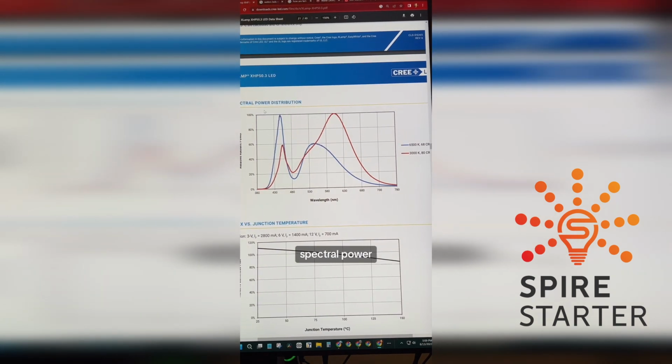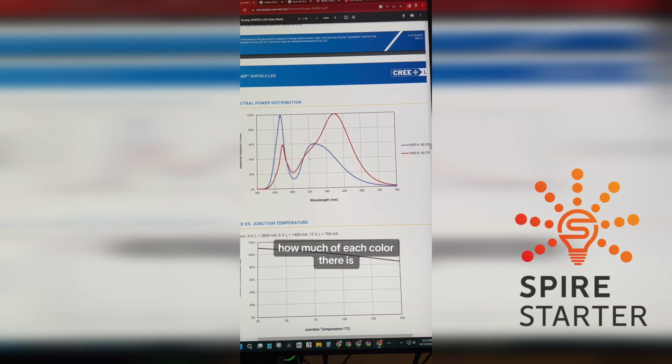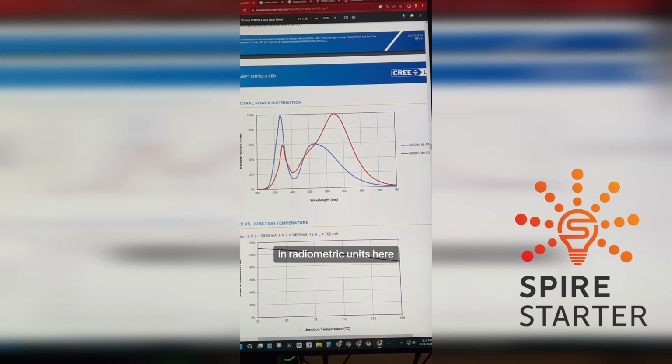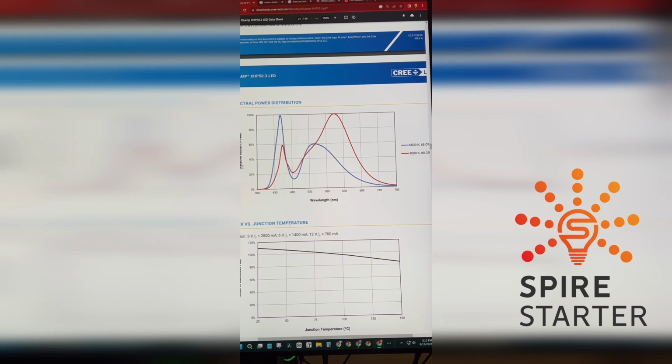This top one is spectral power distribution, and they show a curve for 6500K in blue and 3000K in red. Sometimes you'll see a curve for every single color temperature. They will be different, but here Cree is just giving us two, and you'll see this is blue on this side and red's on the other side of the spectrum. So wavelength is along the bottom. Those are the different colors. And radiant power is on the y-axis in relative percentage. So they're showing comparatively how much of each color there is in radiometric units here, not photometric units like lumens.